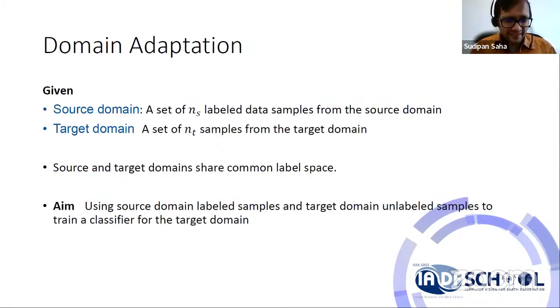So let's redefine domain adaptation again. What is domain adaptation? We are given a source domain, NS labeled data samples from the source domain, labeled. The target domain is a set of NT samples, not labeled, right? You see this word, labeled, is missing here. This is the key information. One important assumption here is that the source and the target domains share a common label space.